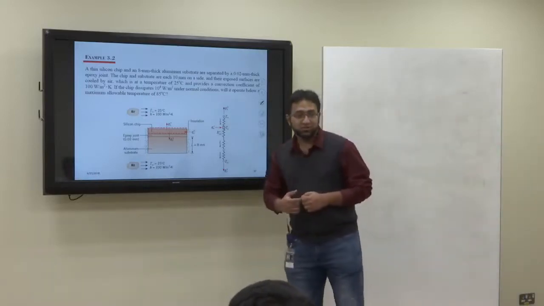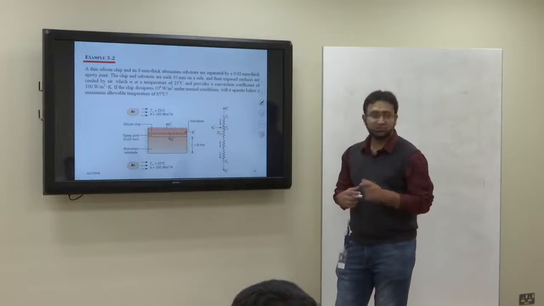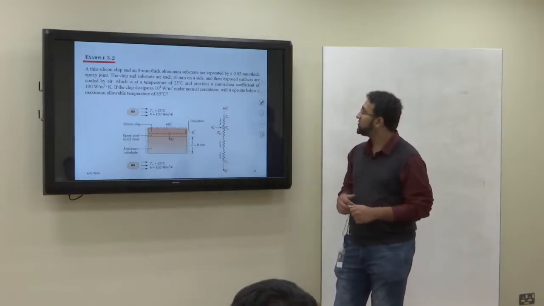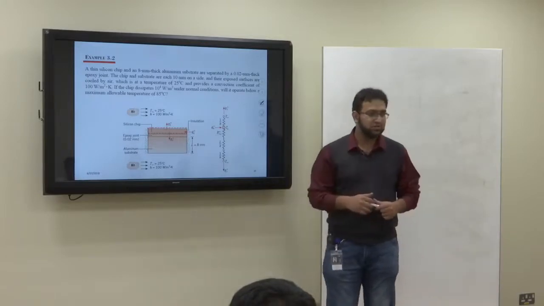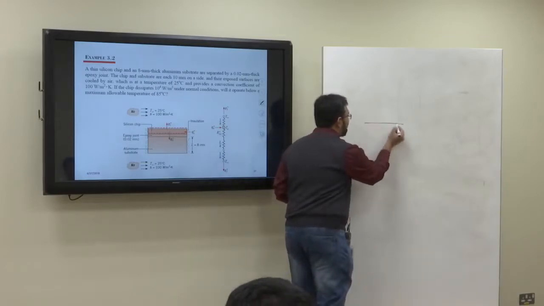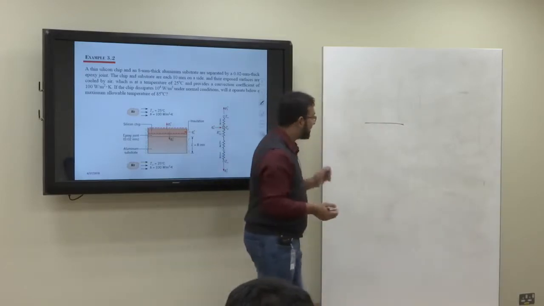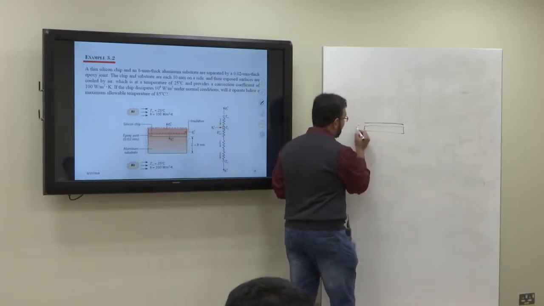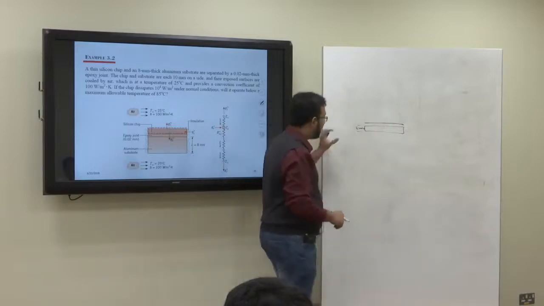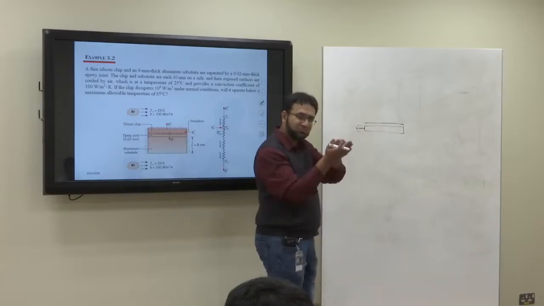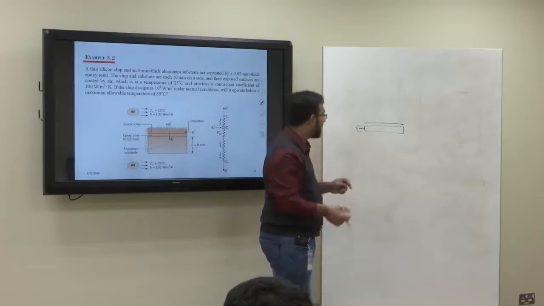Okay, a thin silicon chip and an 8 millimeter thick aluminum substrate are separated by a 0.02 millimeter thick epoxy joint. So the thing is that you have a chip, very thin, so I will not draw its thickness. It's very thin. And then you have a substrate which is 8 millimeter thick. And as I told you, when the chip is placed on the substrate, it's not just simply placed; it is embossed. So it's joined by now.